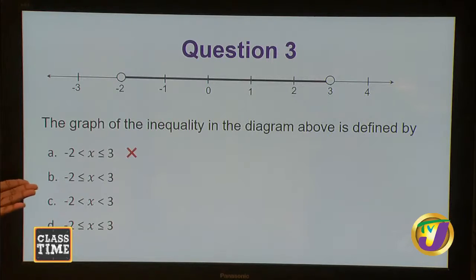And for the same reason, we could actually eliminate B as well, so we have a 50-50% chance of getting the correct answer.